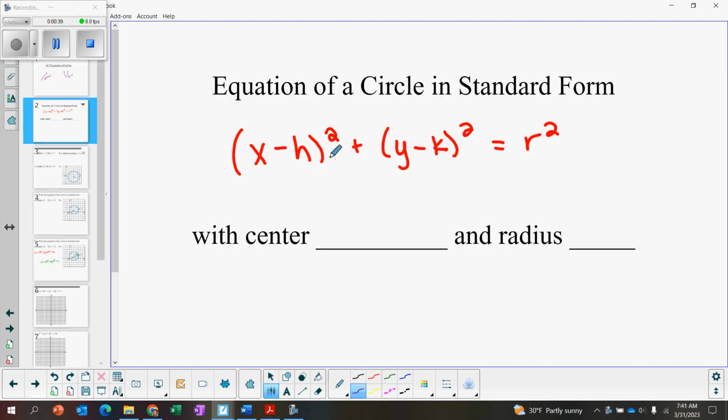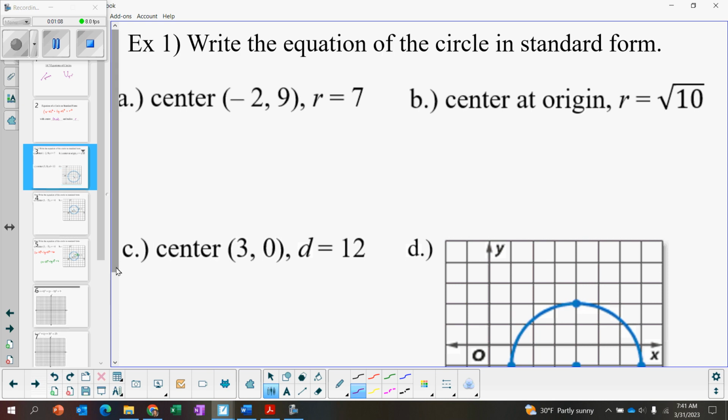The equation of a circle in standard form is the quantity (x minus h) squared plus the quantity (y minus k) squared equals r squared. The center of the circle is actually going to be (positive h, positive k), and the radius is just r. So the equation has r squared, and the radius is r.